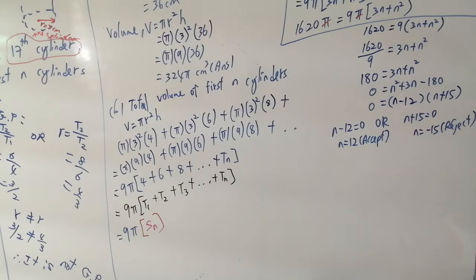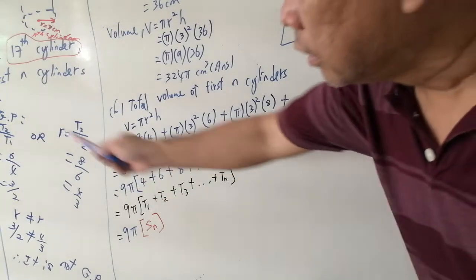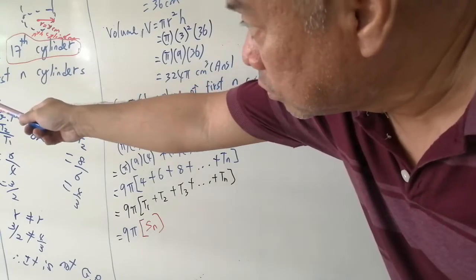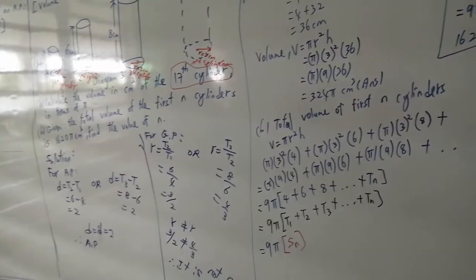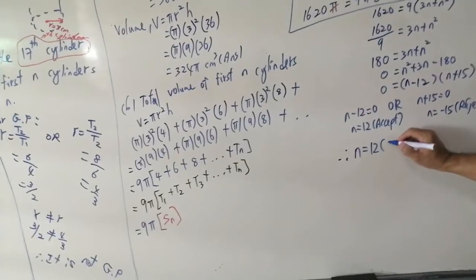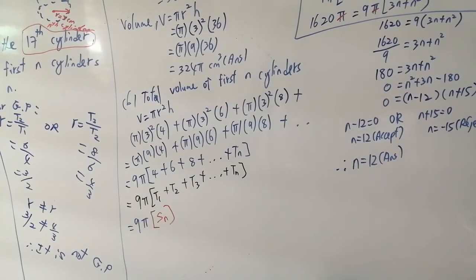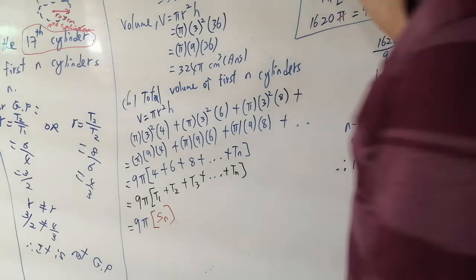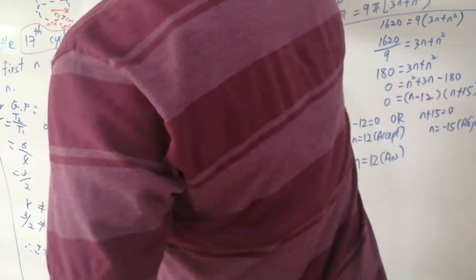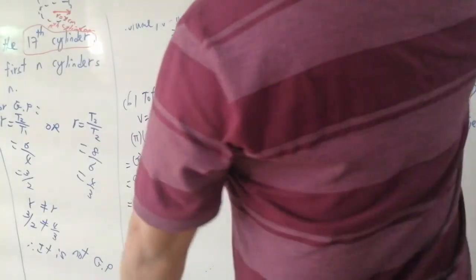Okay, now they ask me, given that the total volume of the first n cylinders is this one, find the value of n. And therefore, my n equal to 12 is my answer already. So if you really want to check your answer, you need to do something like this. I erase everything here. This one is a little bit dark, so I'm checking for you.